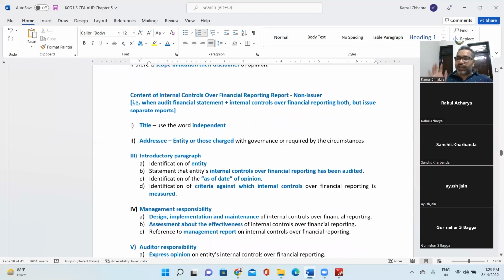Now let's look at the content of the audit report for the non-issuer, for which you are doing both the financial statement audit as well as the internal control audit. So, the integrated audit report format for the non-issuer. Right? You all are with me? Yes, sir. Yes.